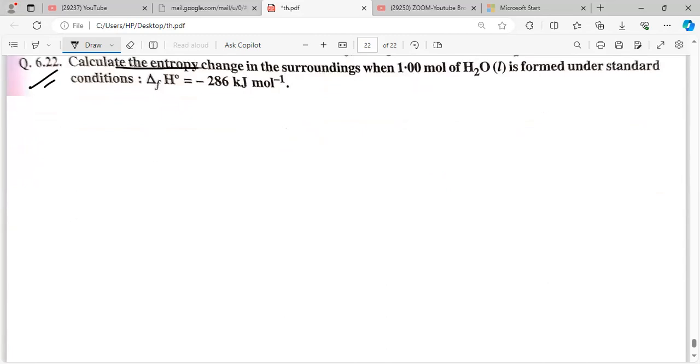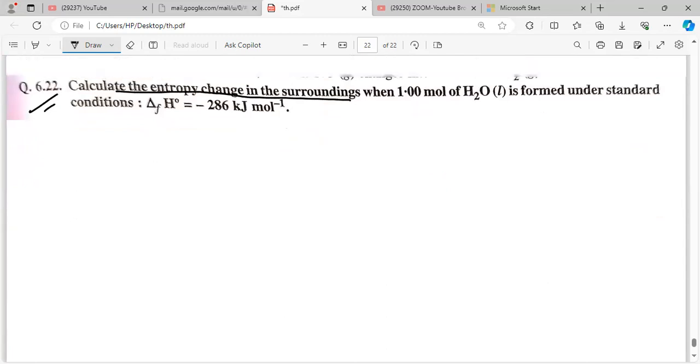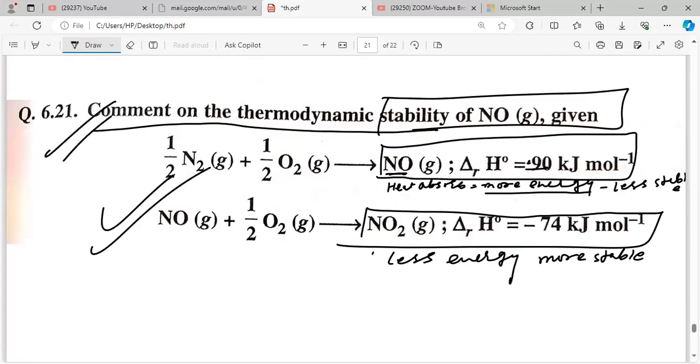Sir, what is the statement that I should write, that you can dictate to me? See, heat absorb, this one positive only. Positive term means heat absorb. Heat absorb means more energy along with product. So more energy along with product, and more energy means less stable. High energy molecule is less stable. Here is less energy along with product.